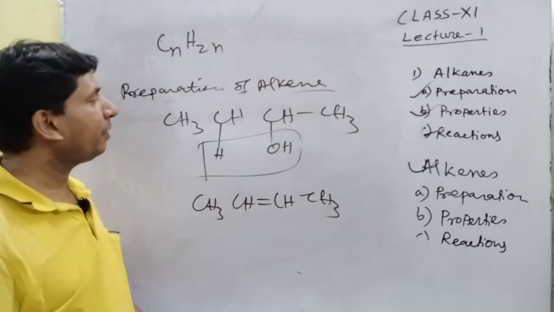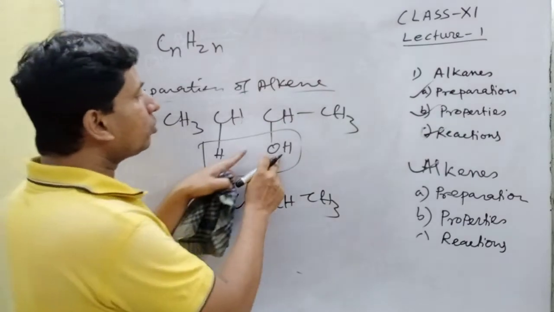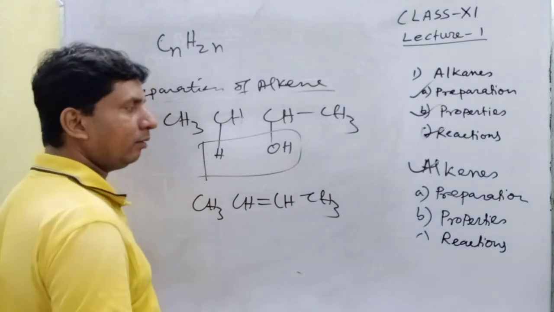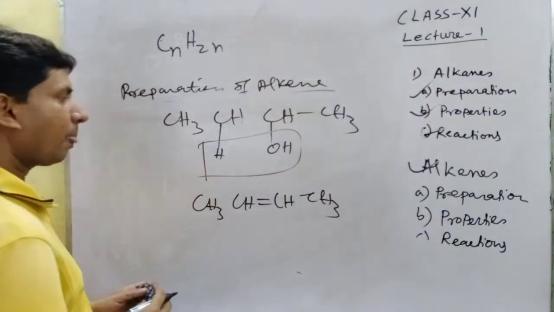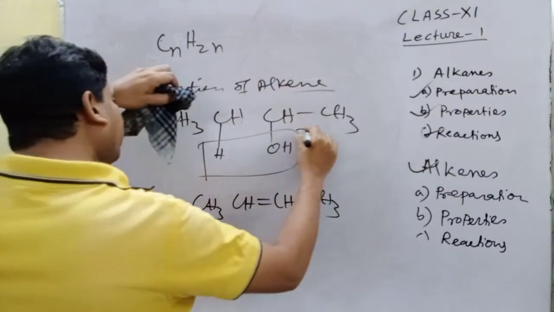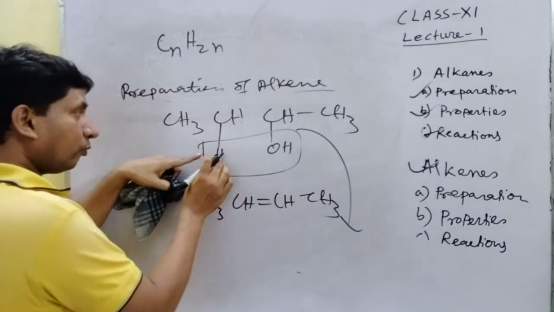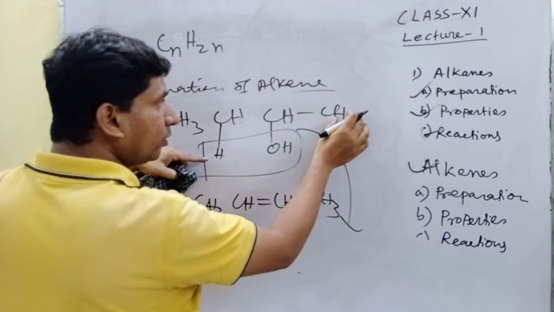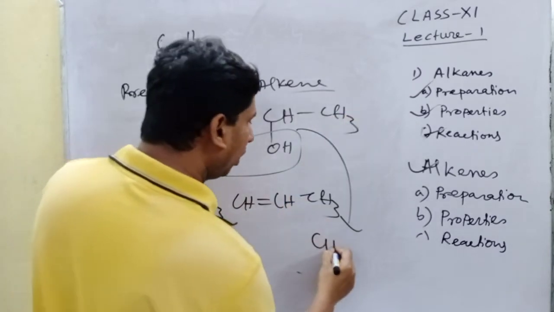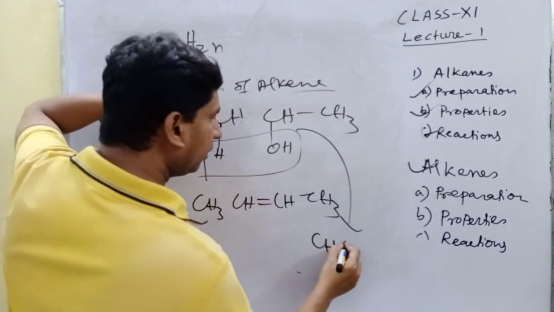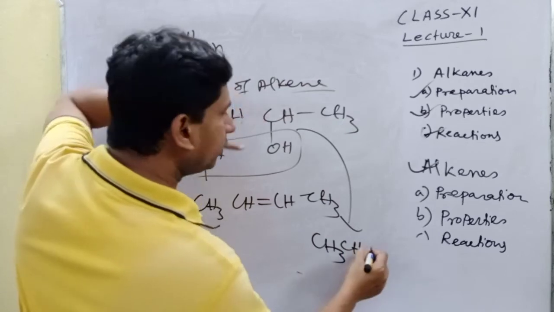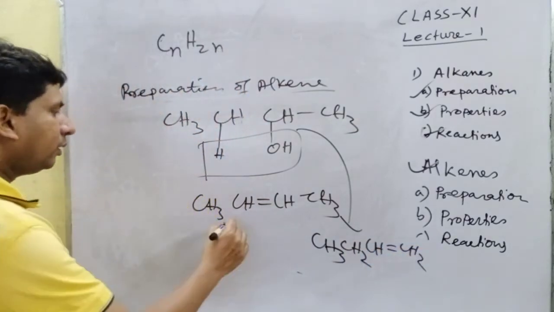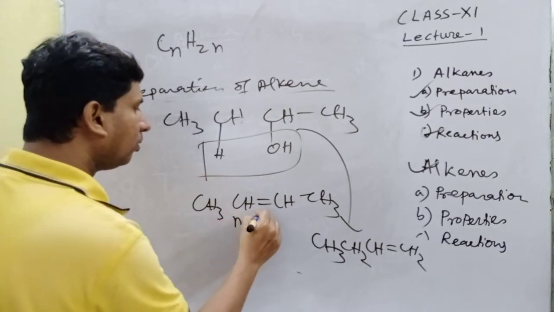Now, why is this OH not taking hydrogen from here? If the hydrogen was taken from here, then what will be the compound? CH3, this will be CH2, this is CH double bond CH2. But this is the major product.